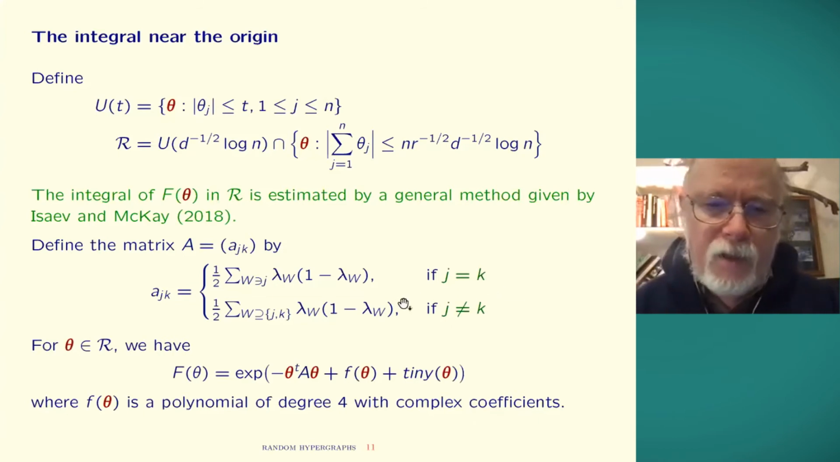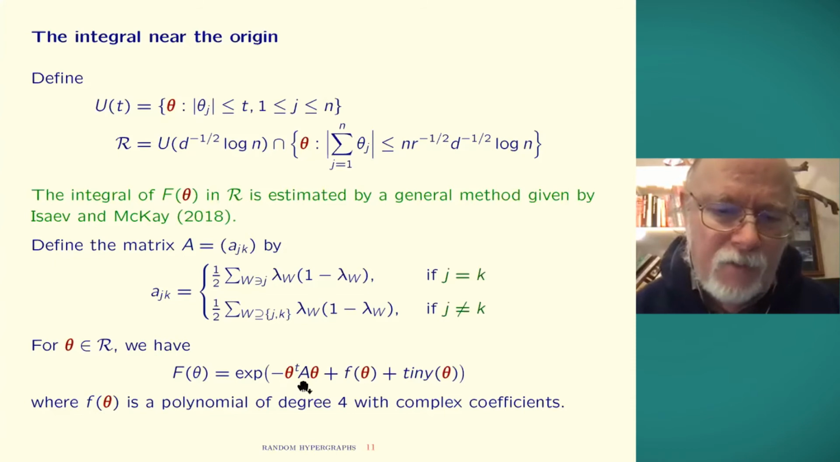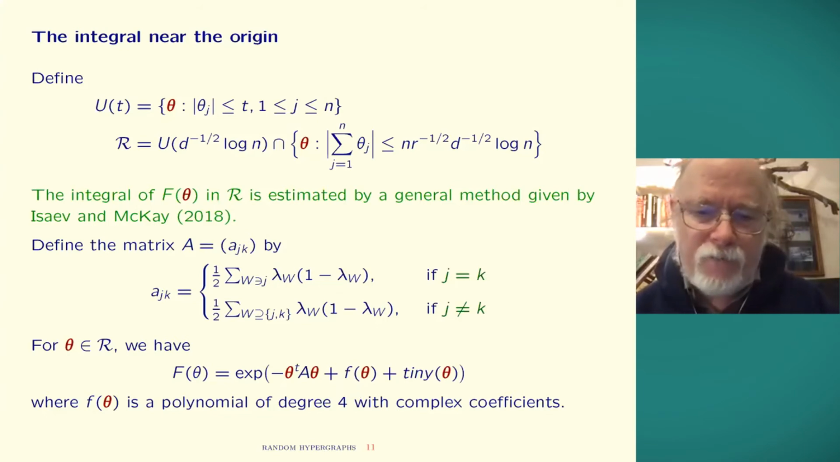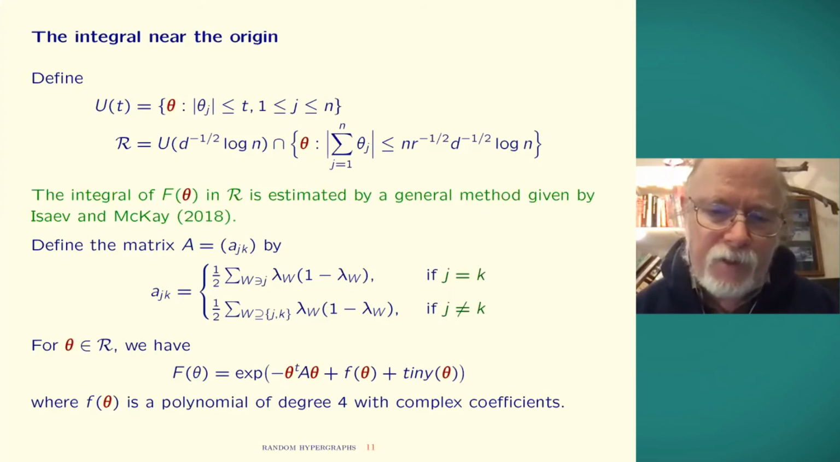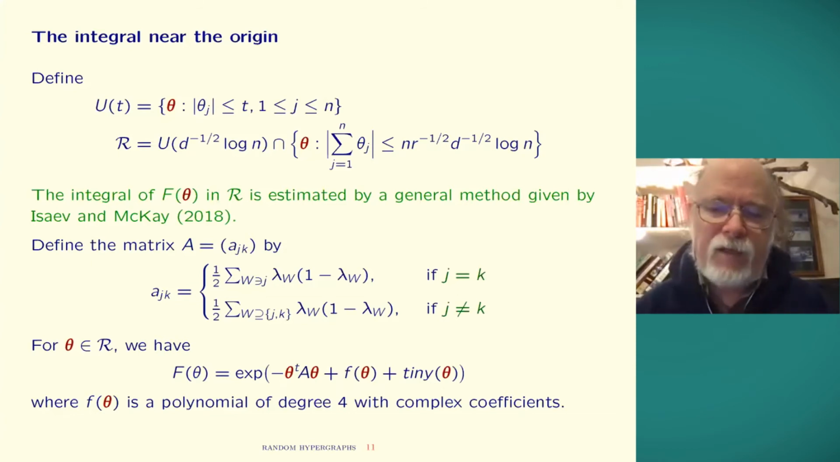Now you expand using Taylor's theorem, expand the integrand inside this small region, and you find it looks like this. Firstly, you've got a quadratic form, and A is the matrix of the quadratic form. Then you've got a function f of theta, which is a polynomial. It's got terms of degree 3 and 4 in it with complex coefficients. And then you've got something I call tiny, which is basically the remainder in Taylor's theorem, and it's small.